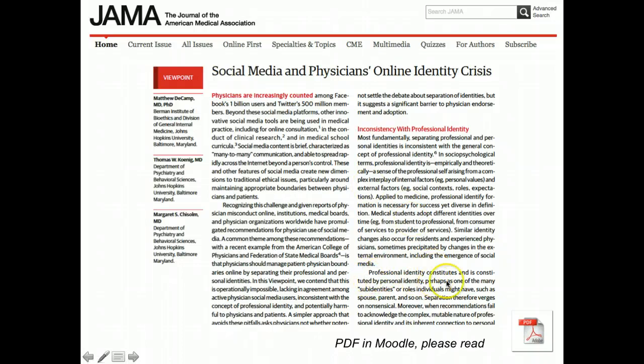But you come down to here, it says professional identity constitutes and is constituted by personal identity, perhaps as one of the many sub-identities or roles individuals might have, such as spouse, partner, and so on. So we can't separate your social identity from your professional identity. And I think this is really important. Your patient will probably expect you to have some kind of social media identity. You'll be a member of a club or a professional organisation. They will see you online. So it's a case of they need to see the correct you projected online. So I think it's a really good paper, a good place to start if you're considering your professional identity as you move into the early stages of your studies.